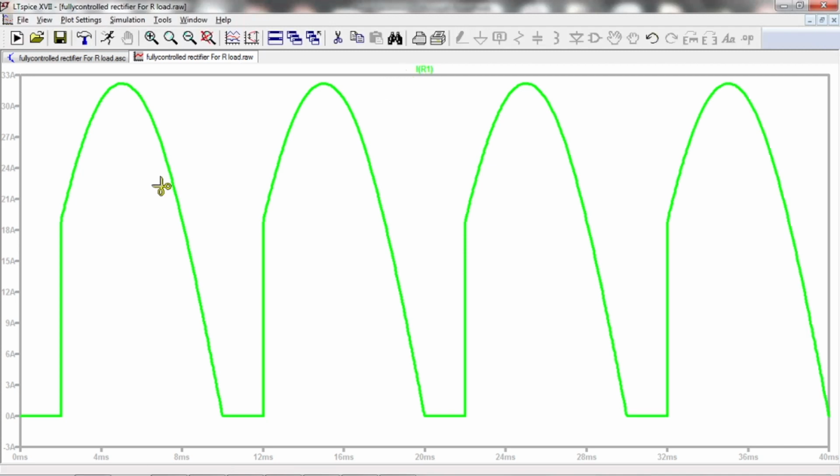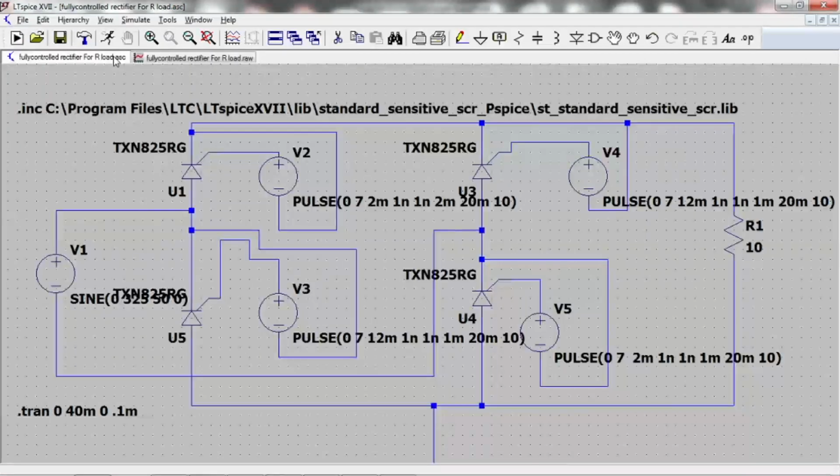this is the load current. You can see this is also sinusoidal from there onwards. You can see the load current is also sinusoidal because it is in phase with the voltage. So try to understand the circuits.